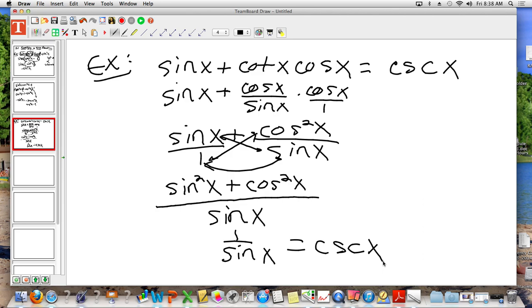So you had to think a couple of things. You had to know what cosine over sine is, cotangent. You had to cross multiply because you had two fractions that you were adding together that had different denominators. And everything else kind of fell into place. All right, one more example and then I'm going to stop.